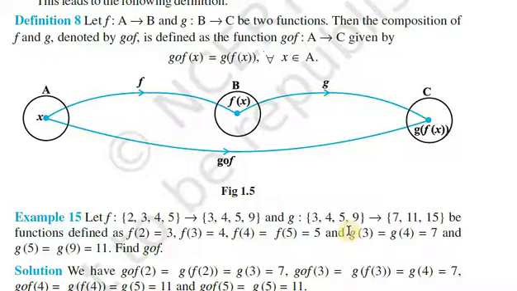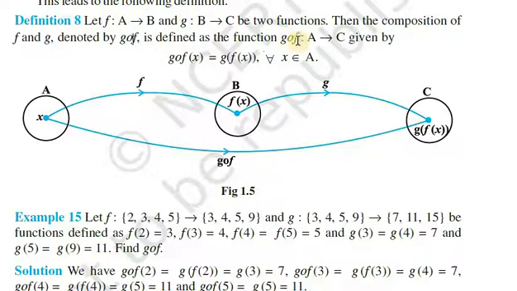Here is the formal definition of composition of function. Definition 8. Let F be a function from A to B, and G a function from set B to C. Here you see, to have the composition of two functions, the codomain of the first function should be the same as the domain of the second function. Then the composition of F and G is denoted by G of F. It means we are combining two functions and making one more function whose name is G of F.